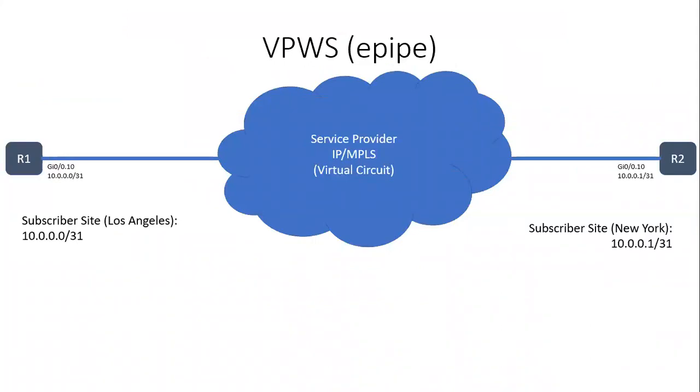So this is what our virtual private wire service, or our ePipe, would look like from the customer perspective or the subscriber perspective. They have R1, which is their subscriber site in Los Angeles with the address ending .0. And then they have R2, which is their site in New York with the address ending .1. And in the middle, we have the service provider IP MPLS core, which is emulating our virtual circuit.